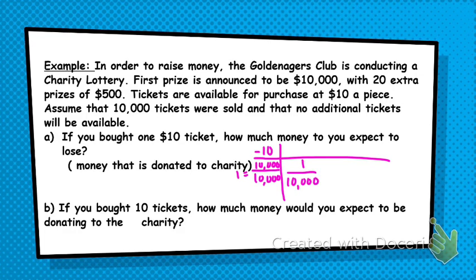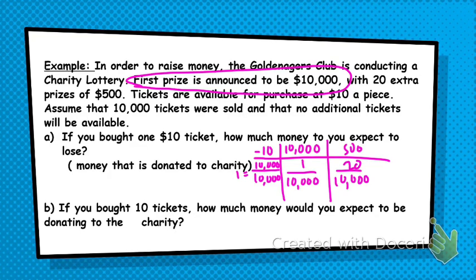Then we also have another scenario where 1 out of those 10,000 people is going to get $10,000. That's one of our circumstances, right? It says first prize is announced to be $10,000 with 20 additional prizes. So that means that 20 additional people can get prizes, so 20 out of 10,000 can get $500.